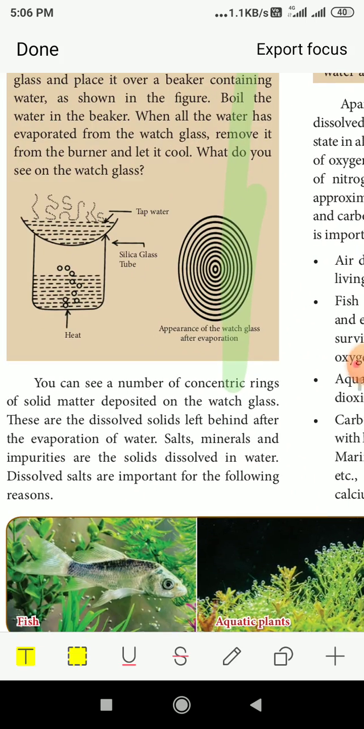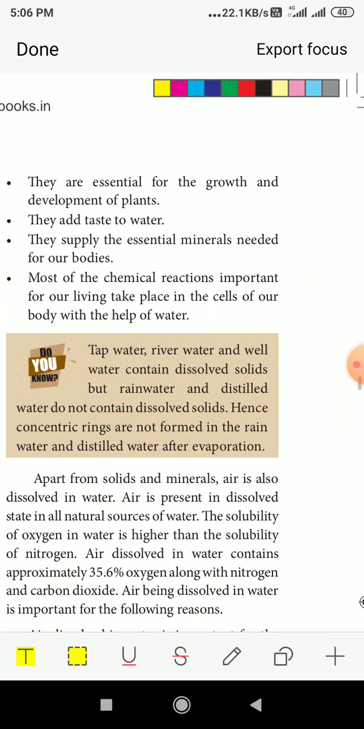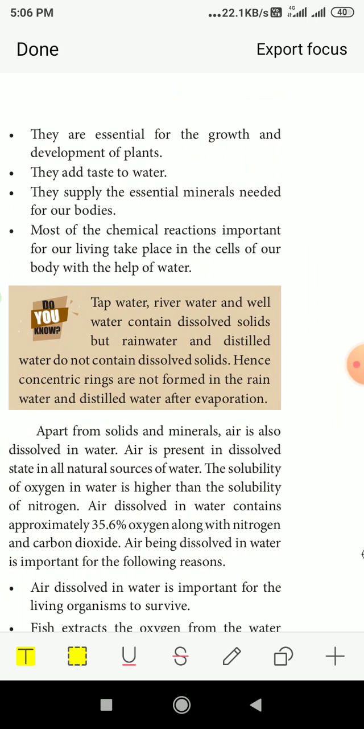Dissolved salts are important for the following reasons. Why are dissolved salts important? They are essential for the growth and development of plants. They add taste to water. They supply the essential minerals needed for our bodies. Most of the chemical reactions important for our living take place in the cells of our body with the help of water. These are the essential needs of water.